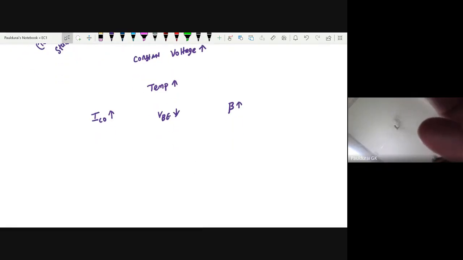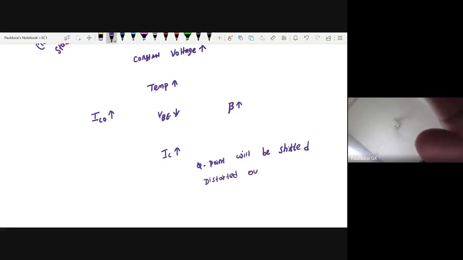Because of these three things, what will happen to IC? IC always increases. If IC increases, then what will happen? The Q point will be shifted. If the Q point is shifted, then what will happen? We will get distorted output.